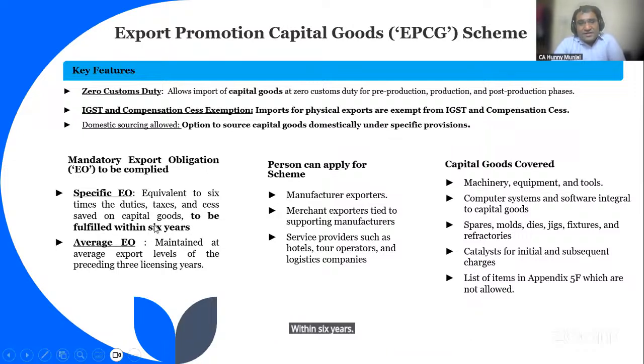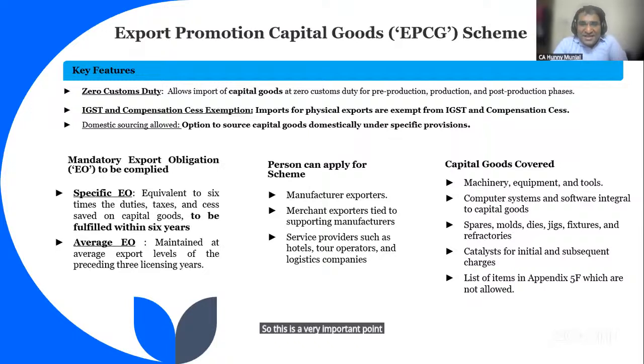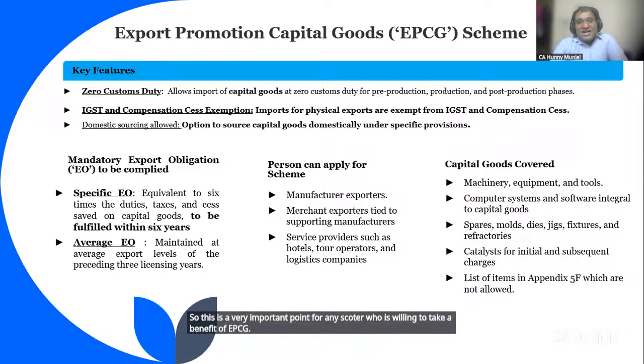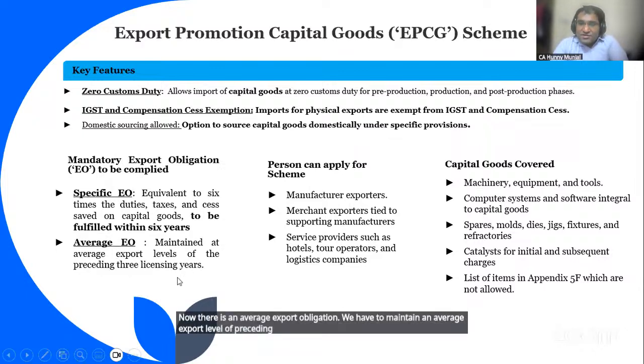So there is a six. Whatever amount of duties the government has not levied on you, you have to multiply by six times. You have to do an export obligation within 6 years. So this is a very important point for any exporter who is willing to take a benefit of this EPCG scheme, because he has to in turn export the goods from India to outside. Now there is an average export obligation. He has to maintain an average export level of the preceding three licensing levels.